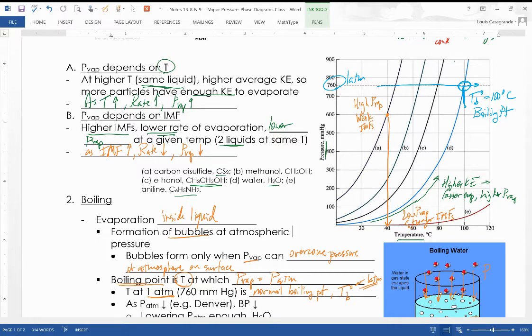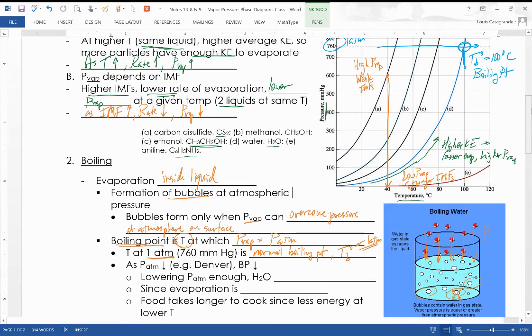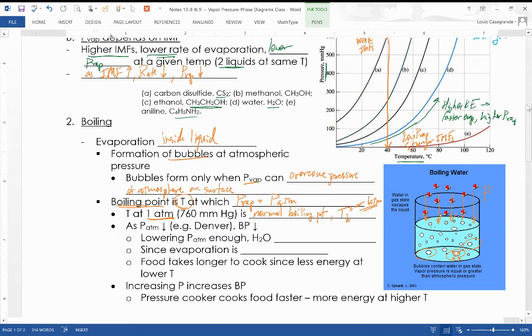Now, some of you may be thinking a little trickily and saying, hey, wait a minute, what if I lowered the pressure? What if I go up to Denver, which is a mile above sea level and has a lower atmospheric pressure? Denver's atmospheric pressure is somewhere around 600 millimeters of mercury. I believe that's about it.